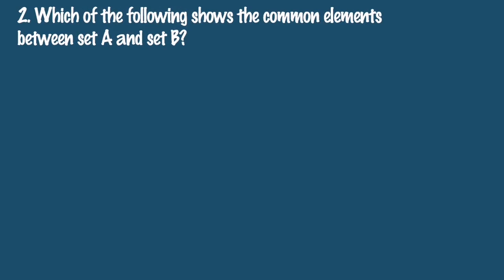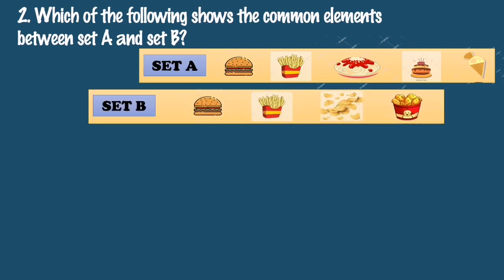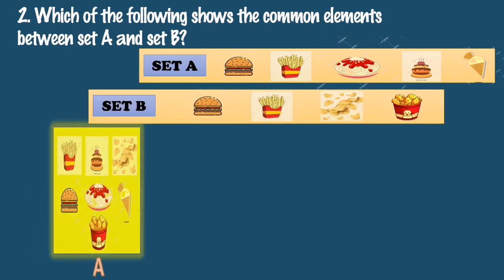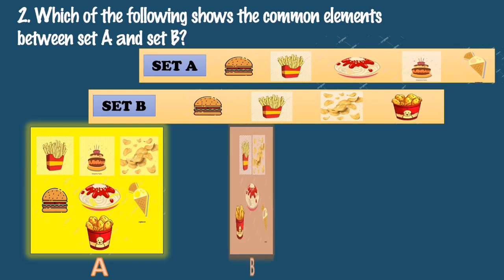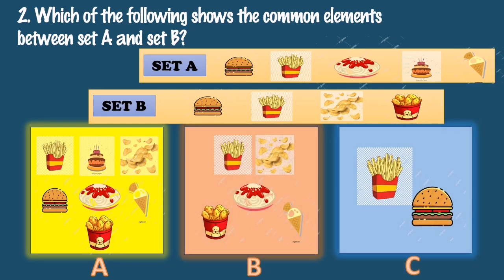Now, let's have item number 2. Which of the following shows the common elements between set A and set B? Is it box A, box B, or box C? Again, I will give you 5 seconds to have your answer. Timer starts now.